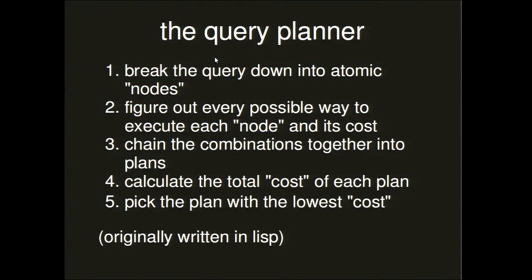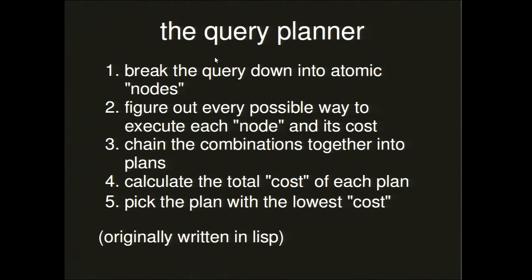So in order to actually understand how EXPLAIN works, you have to understand a little bit about how the query planner works, because EXPLAIN is really just a bunch of text output from the query planner. So when you send Postgres a query, after it's been parsed and reduced to a canonical parse tree and everything, the planner breaks down the steps of the query into individual nodes. Then it figures out the different ways that each node could potentially be executed. And then it chains together all of the combinations that will actually work into plans.